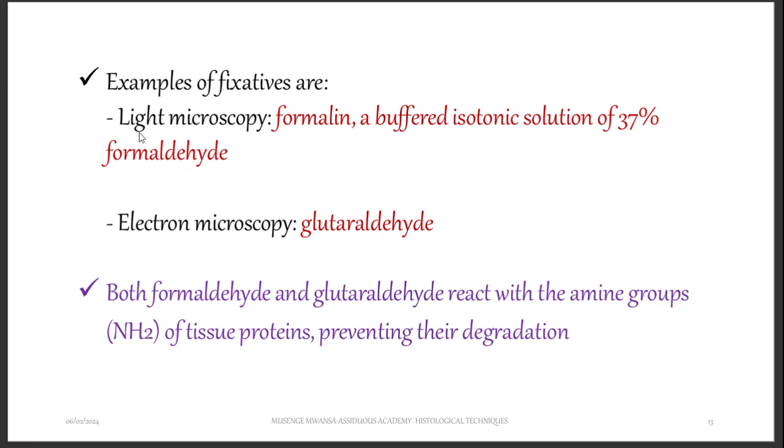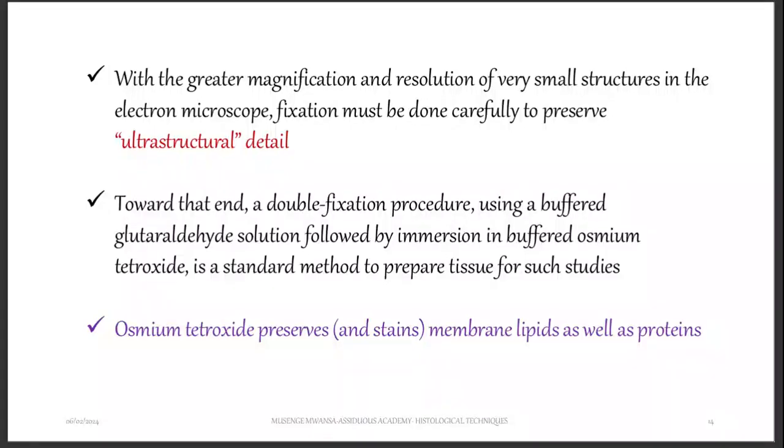Organic chemistry will discuss the structure of formaldehyde, but just take note that formalin is 37% formaldehyde. Please take note, you use formalin for light microscope. And then if you want to use an electron microscope to study that tissue, you are going to use glutaraldehyde. Don't forget this, all right? Both formaldehyde and glutaraldehyde react with the amine group that is present in the proteins of the tissue, and that is what prevents the tissue from undergoing degradation.